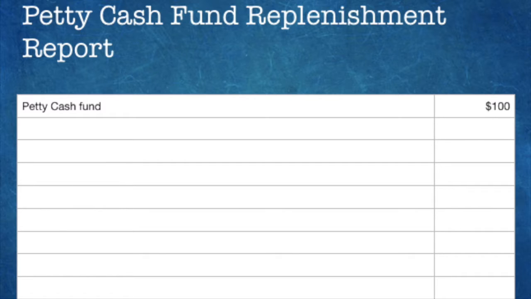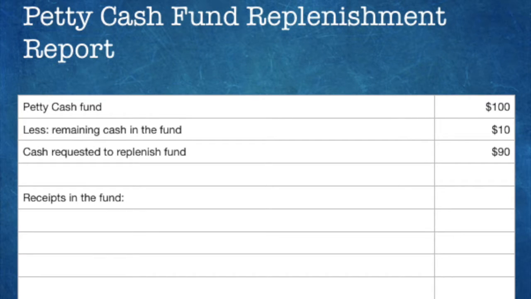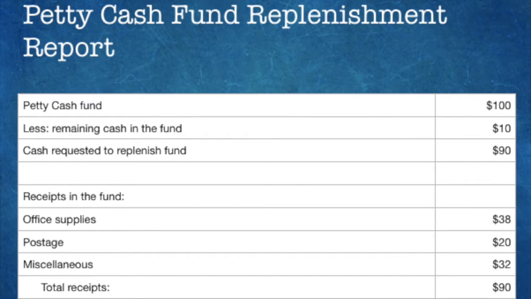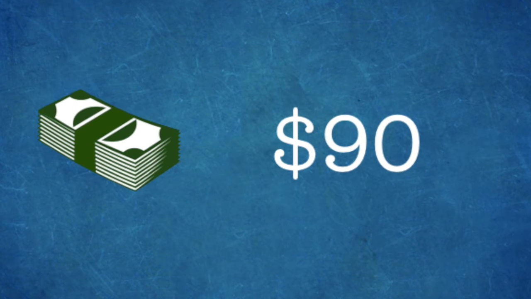Firstly, we put down petty cash fund for $100. We then deduct the cash remaining in the fund, which will give us a total of the cash requested to replenish the fund. Next, we have to note the receipts in the fund. This includes office supplies, postage, and miscellaneous, in which we will come to a total of $90. This tells us that we need to replenish $90 as per the receipts collected.